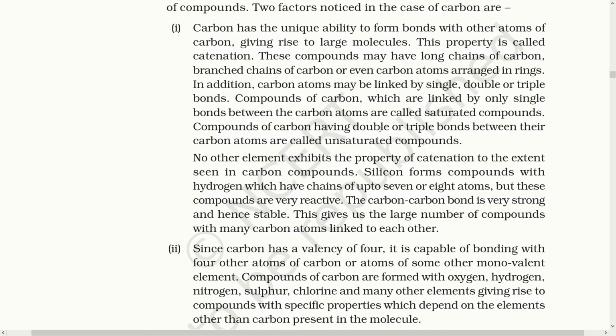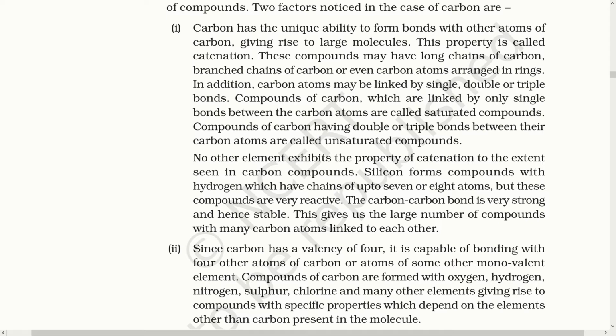Carbon has a unique ability to form bonds with other atoms of carbon, giving rise to large molecules. So it forms compounds with other elements also, but it has the unique ability to form bonds with its own carbon element. This property is called catenation. These compounds may have long chains of carbon, branched chains of carbon, or even carbon arranged in rings. In addition, carbon atoms may be linked by single, double or triple bonds.